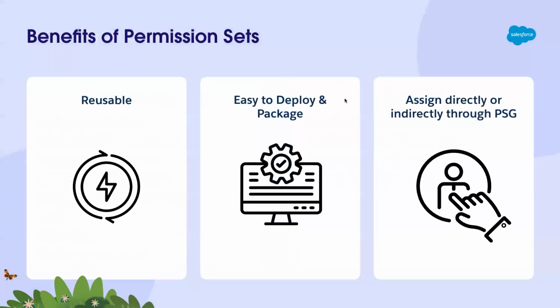Let's talk a little bit about why and what some of the benefits are for permission sets. One of the biggest benefits of permission sets is they are reusable. You can reuse them because you can assign them to multiple users. A user can have more than one, as well as they can be reused in permission set groups, which is what we'll talk about when we talk about how to structure these. They are also much easier to deploy and package rather than profiles. And I touched on this before, but you can assign directly to a user or indirectly through a permission set group, which is what I mean when I say PSG.